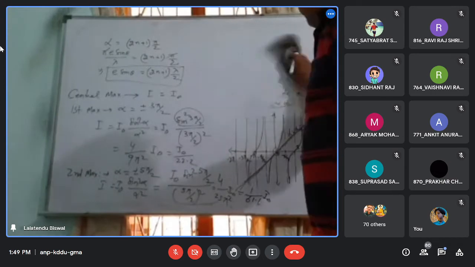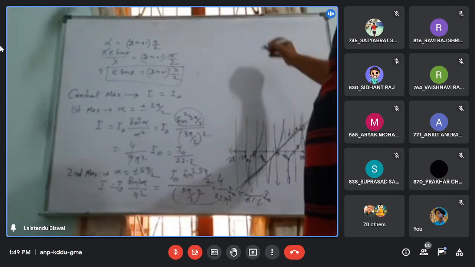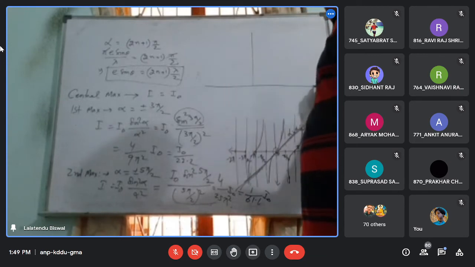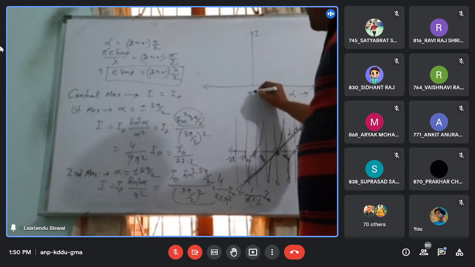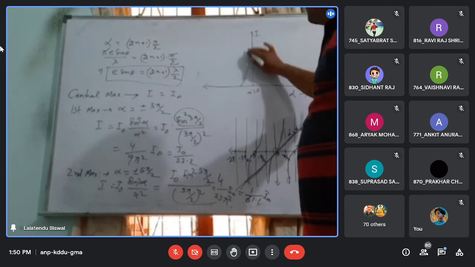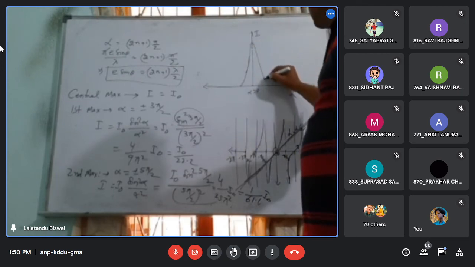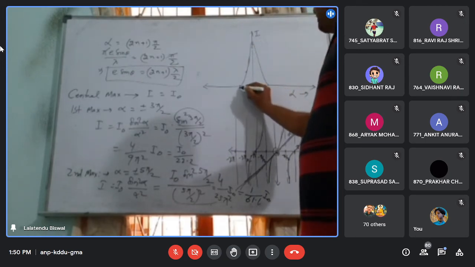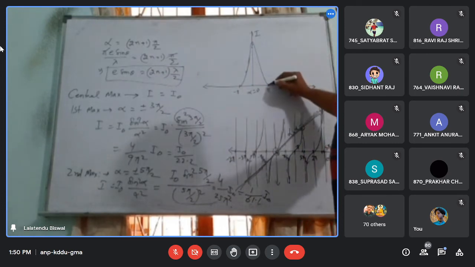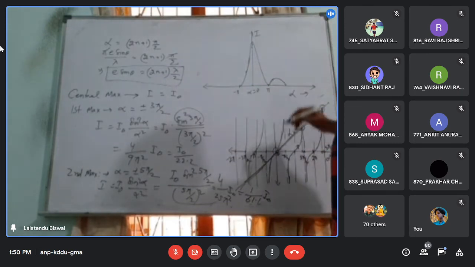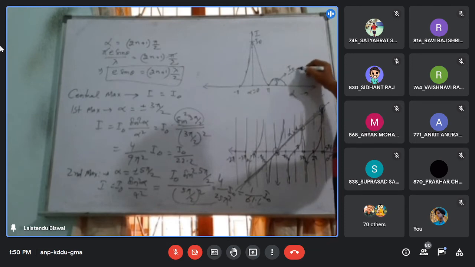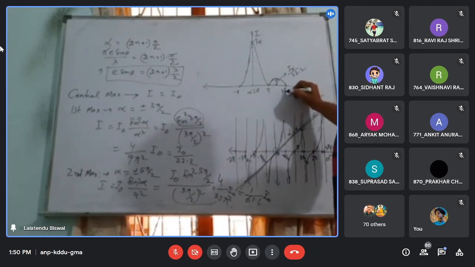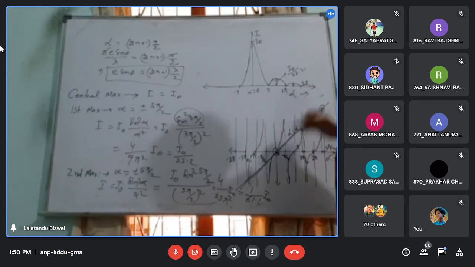So if you plot the graph, suppose you are plotting I versus alpha graph, the central maxima at alpha equal to 0 has a very high maxima, and at pi you get minima, then again there will be a maxima but of less height. So if this is I0, this side is I0 by 22.2. Then here it will be 2 pi. Then again 3 pi. You can mark the intensity is reducing.